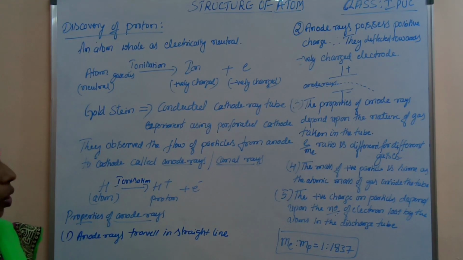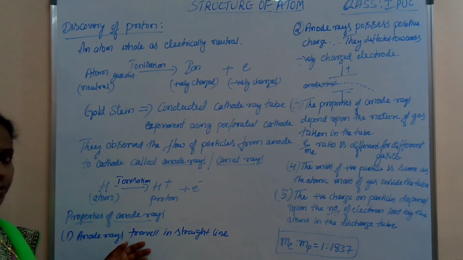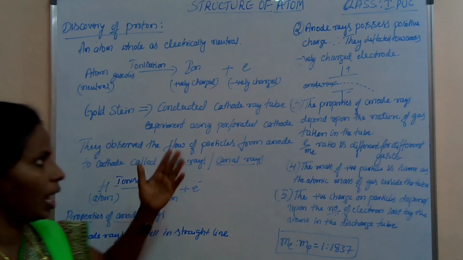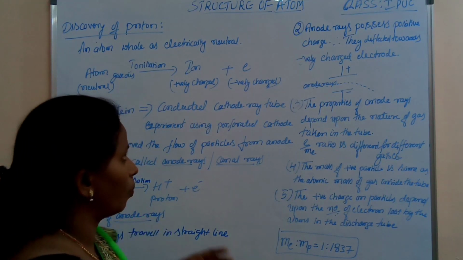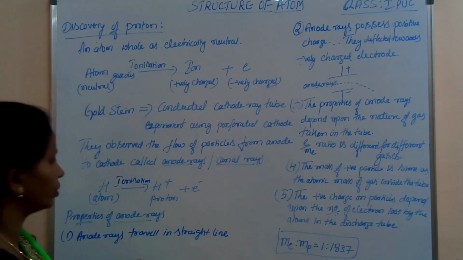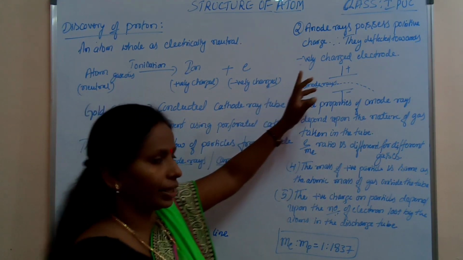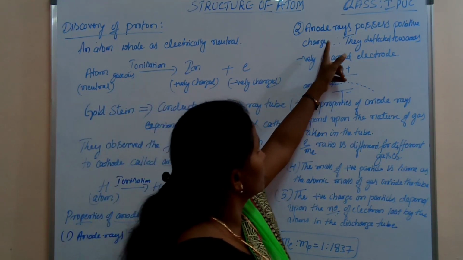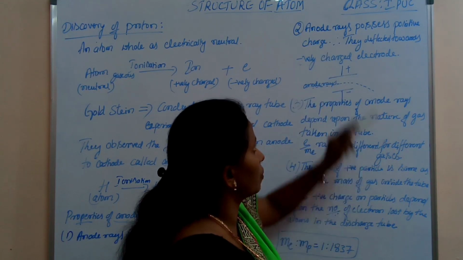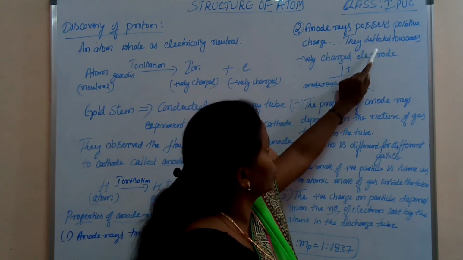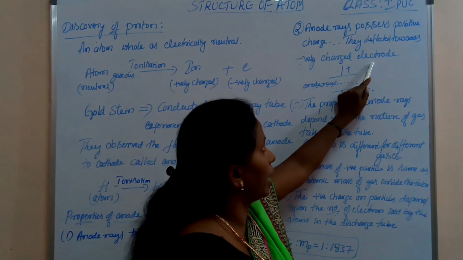Next, what are the properties of anode rays? As we know, anode rays travel in a straight line. They travel from anode to cathode, attracted towards the cathode, so they possess positive charge, and they are also deflected towards a negatively charged electrode.